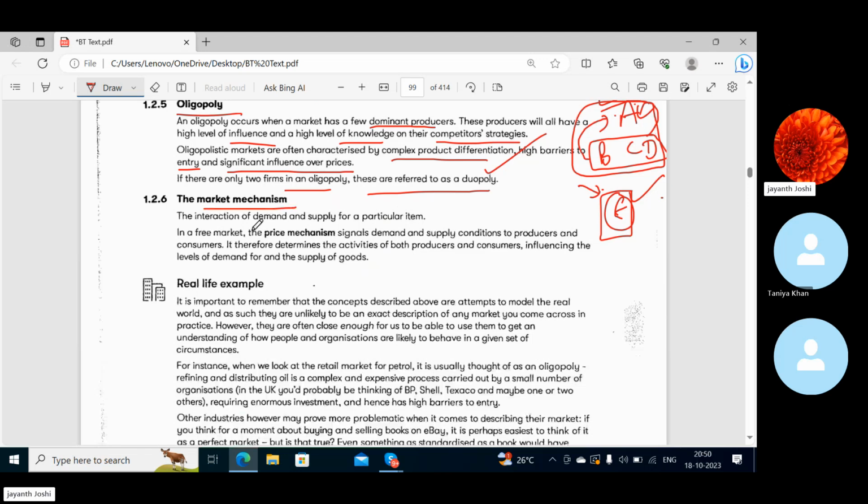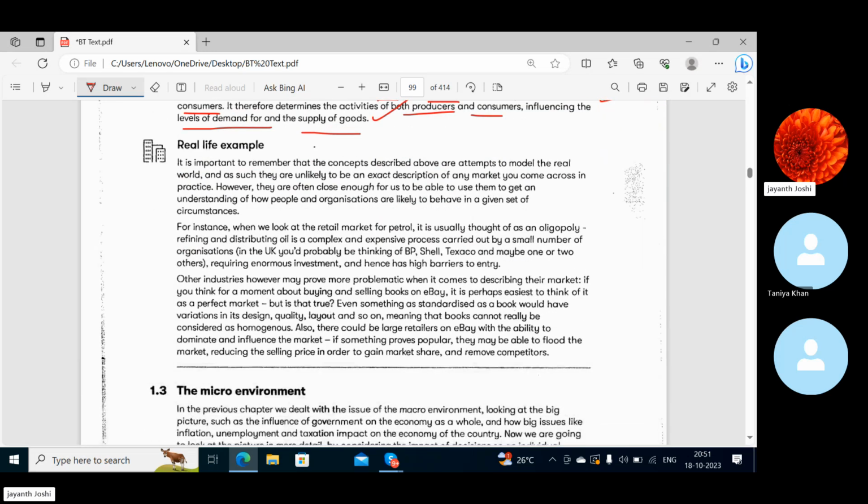Market mechanism: the interaction of demand and supply for a particular item. In a free market, the price mechanism signals demand and supply conditions to producers and consumers. If it's a free market like perfect competition, the price can signal how the demand will be and how the supply will be. It therefore determines the activities of both producers and consumers, influencing the levels of demand for and supply of goods.